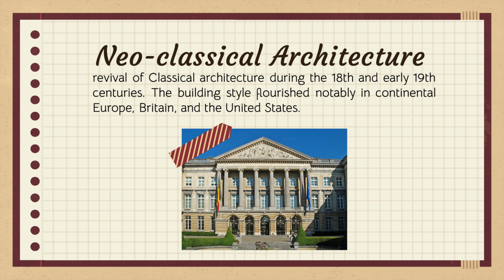Neoclassical architecture, also known as neoclassicism, emerged in the mid-18th to early 19th century as a reaction to Rococo architecture, which will be talked about later. This style is a revival of classical architecture and flourished notably in continental Europe, Britain, and the United States. Unlike classical revivalism, however, neoclassical architecture tends to draw upon the logic of entire classical volumes rather than just reusing parts.